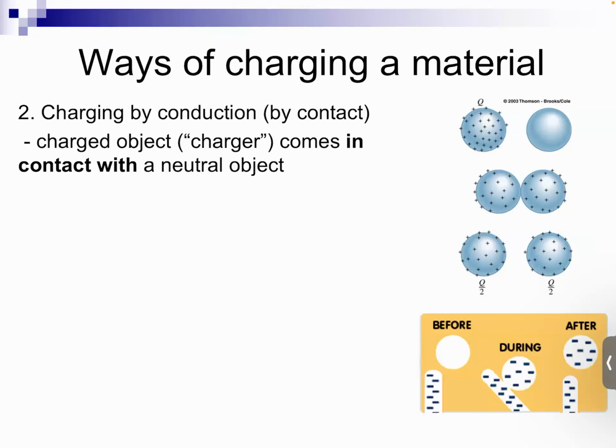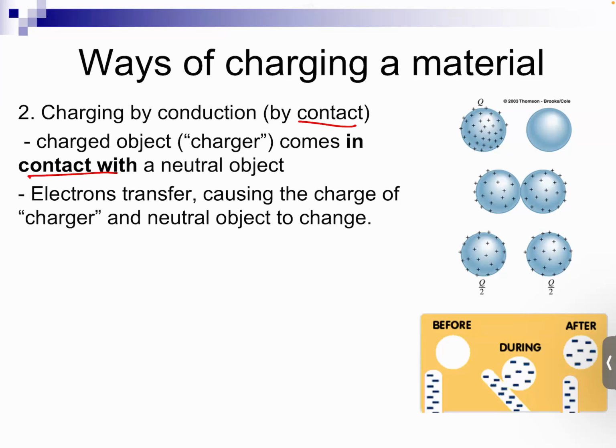Right. The second way of charging is charging by conduction. The easier way to look at that is charging by contact. Essentially, you have two objects coming in direct contact with each other. When we say in contact, meaning they have to touch each other in order to share charge. Again, remember that electrons are the ones that can transfer from one object to another. So let's look at the example here.